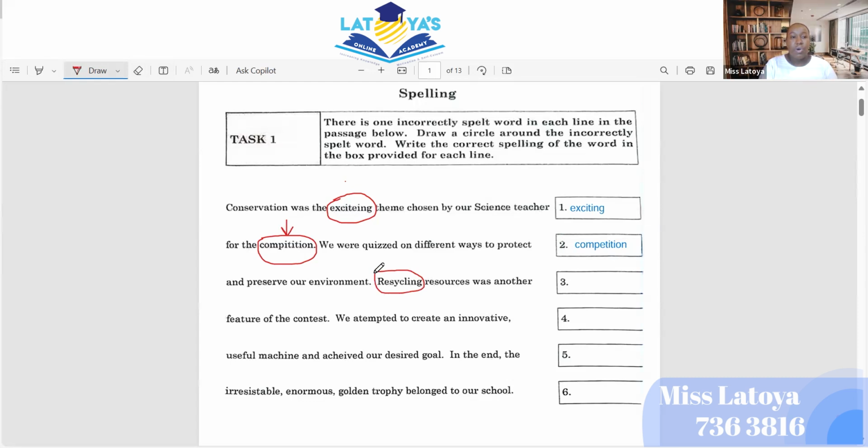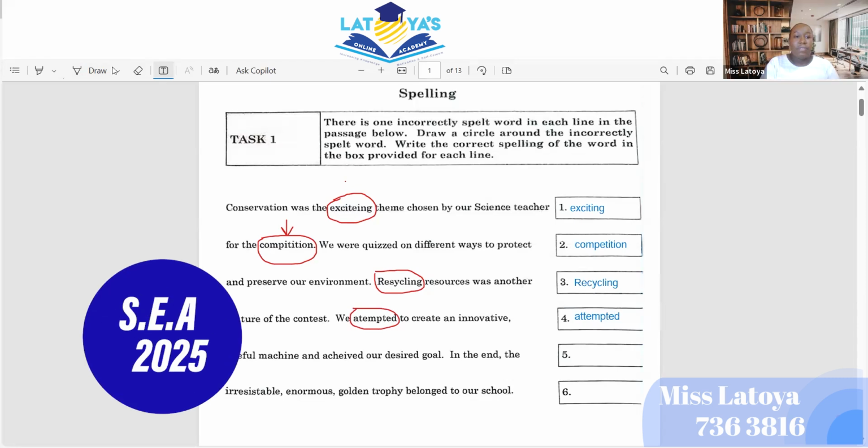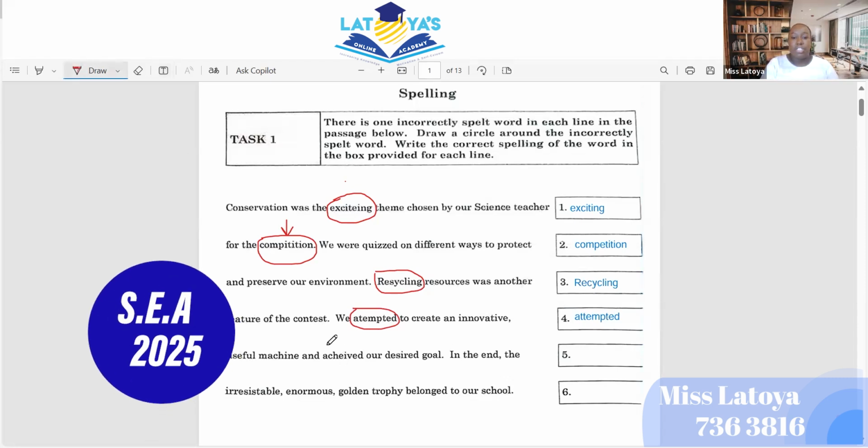In our third line, the next error is recycling. You're hearing the soft sound, but it's not S, it is C. Recycling is spelled R-E-C-Y-C-L-I-N-G. In our fourth line, the spelling error there is attempted. Attempted is spelled with two T's. So it's A-T-T-E-M-P-T-E-D.